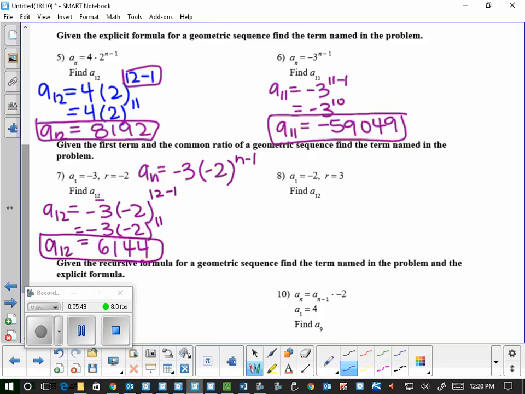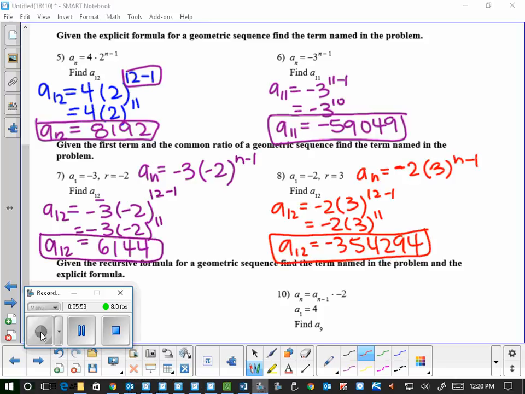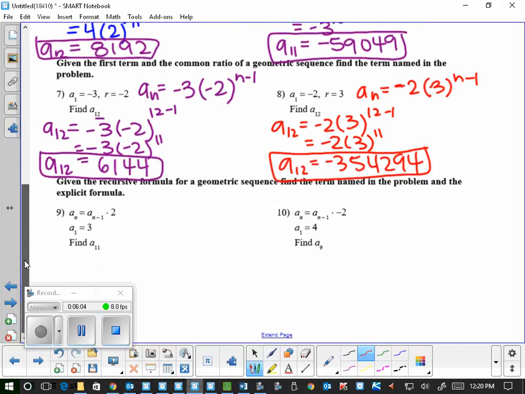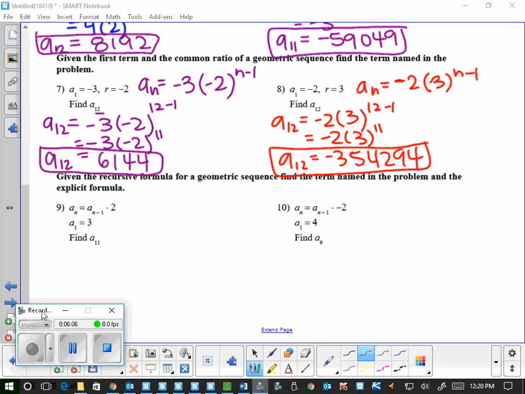Go ahead and try number 8 now. Check your answers to number 8. You plugged in 12 to find the 12th term, and you got negative 354,294.